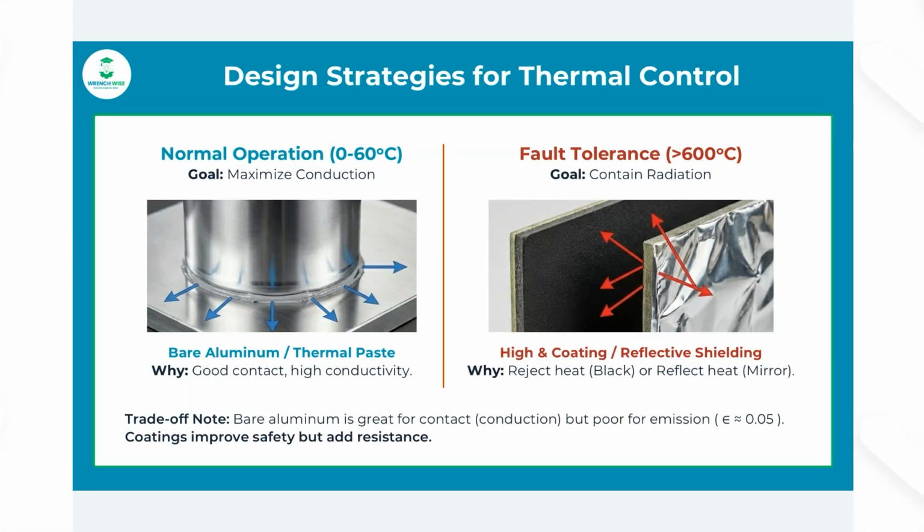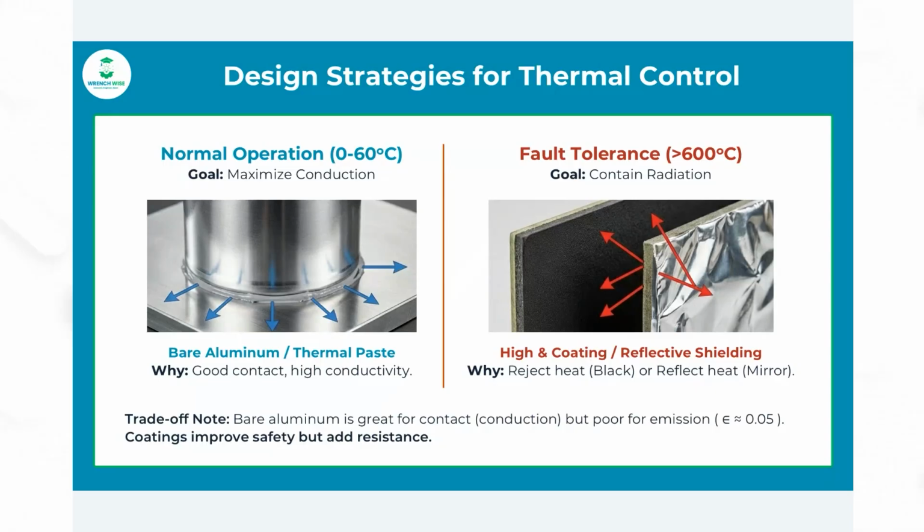Now, on the right-hand side, what happens when a cell fails if temperatures jump beyond 600 degrees Celsius? Suddenly, conduction is too slow to actually matter. We are fighting radiation. Now that bare aluminum surface becomes a liability because, as we saw earlier, it has emissivity of only 0.05. It acts as a mirror, trapping the heat inside your particular pack. So to survive this, we need high epsilon, essentially high emissivity coatings like paints or sleeves, etc., to help the failed cell dump its energy, or at least we need reflective shielding to protect the neighbors.